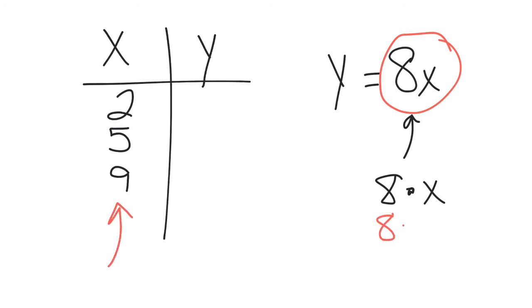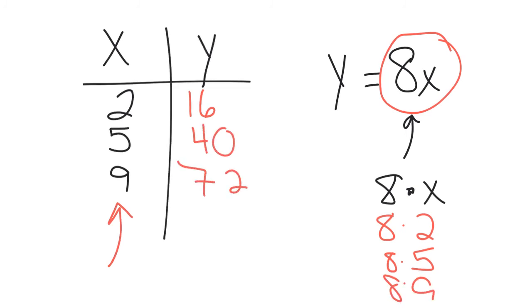So this would be like 8 times 2. That would be 16. 8 times 5. That would be 40. 8 times 9. That would be 72. And that's all you're having to do for your input-output tables, is using the equation to figure out, well, what would y be if x is this number?